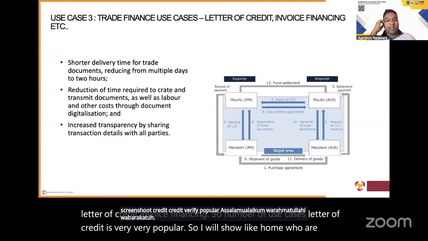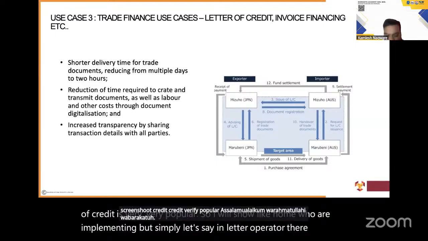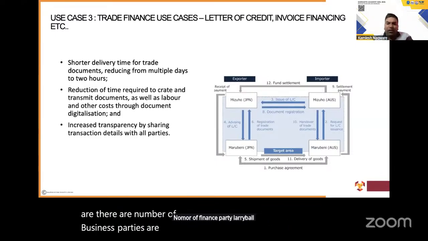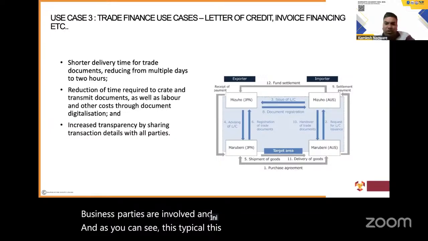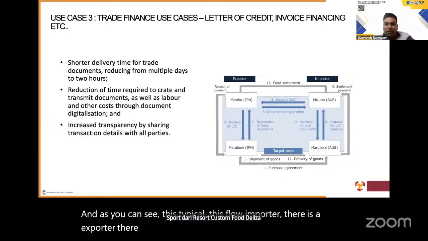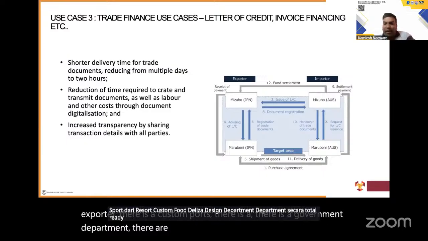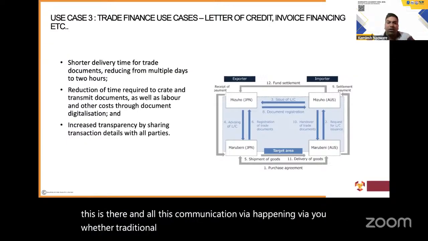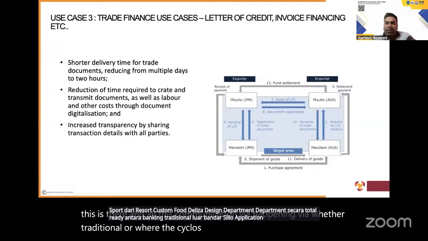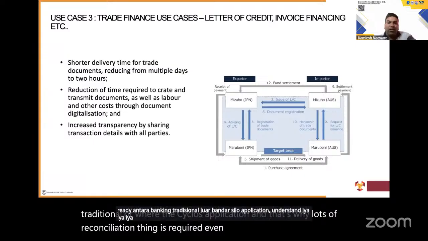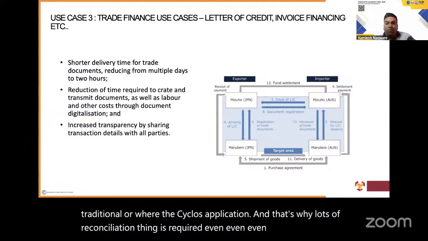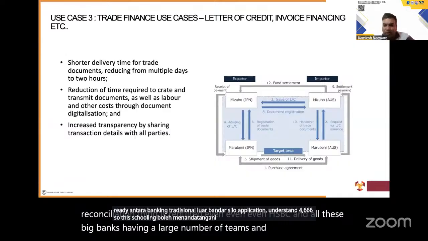But simply, in a letter of credit, a number of business parties are involved, and as you can see, this is the typical flow. There is an importer, an exporter, customs, ports, a government department, port authorities, and banking. All this communication happens via traditional or siloed applications, and that's why lots of reconciliation is required. Even big banks have large teams and large numbers of systems managing letter of credit systems. So this could be implemented, and that's why a number of use cases are already implemented. I will show some slides.